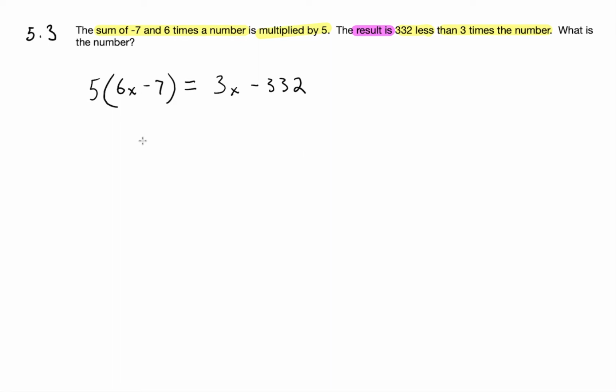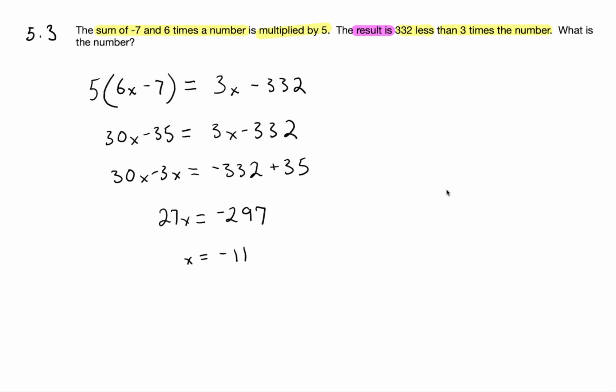First, we're going to distribute. Actually, let's go ahead and I'm going to pause and let you pause and solve this problem and then see what you get. All right, if you got x equals -11, then you are correct. If you did not get x equals -11, follow along and let's see where you messed up.